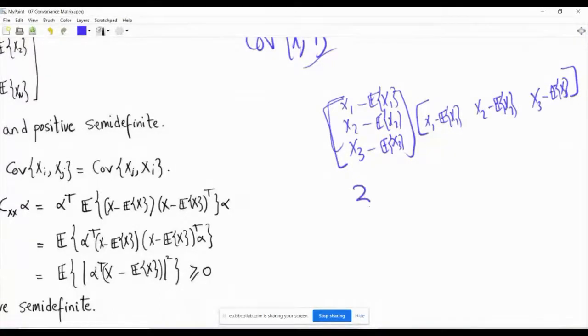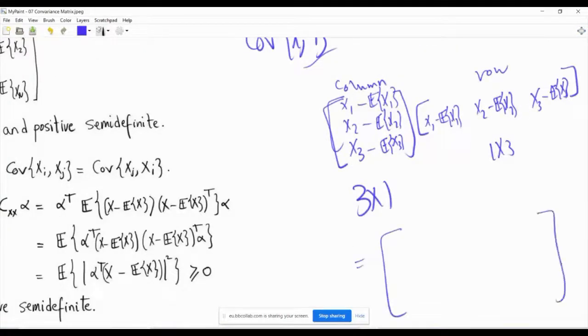So this vector is 3 by 1, and it's a column vector. And this vector is a row vector, which is 1 by 3. And this vector is just the transpose of the column vector. So if you take a vector like this multiplied by a vector like that, we say that this is the outer product. And if you do the multiplication, you will find that you get x1 minus expected x1 squared, and then you get x1 minus expected x1 multiplied by x2 minus expected x2, and so on.